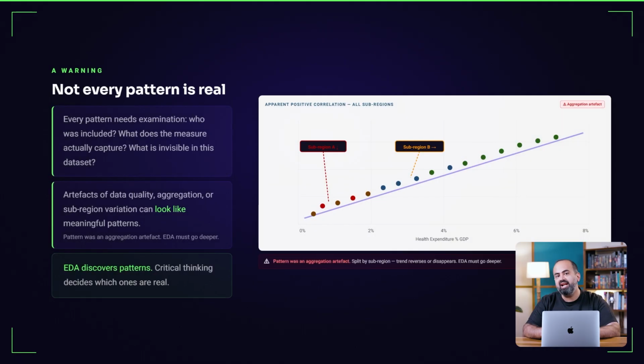This is why the bias audit matters here too. Every pattern you find in EDA needs to be examined thoroughly. Who was included? What does the measure actually capture? What is invisible in this dataset? EDA discovers patterns. Critical thinking decides which ones are real.